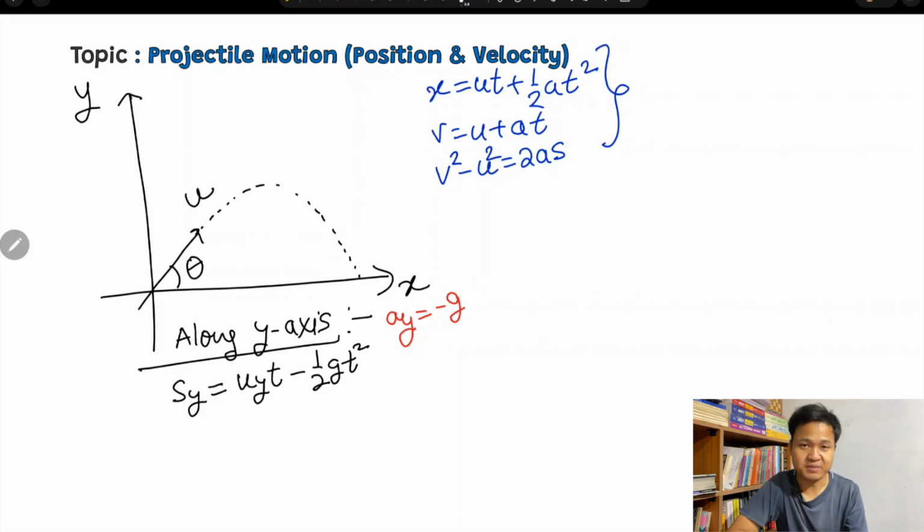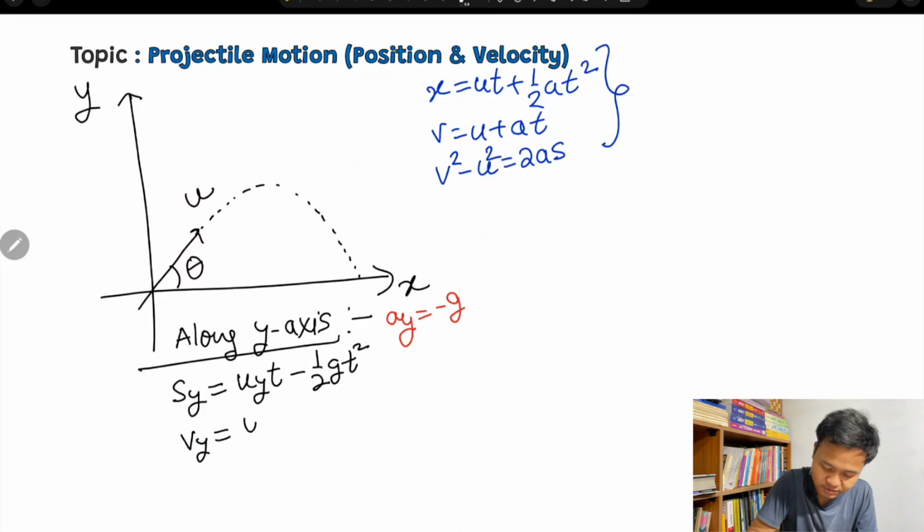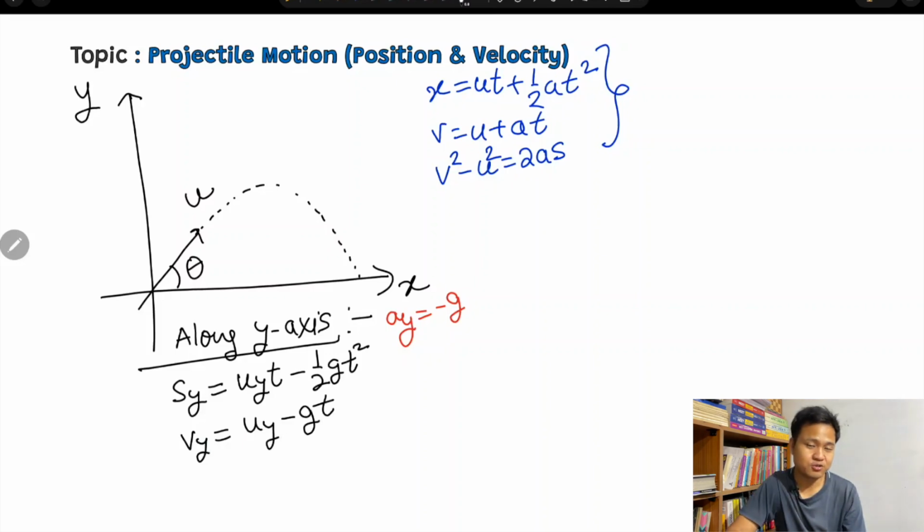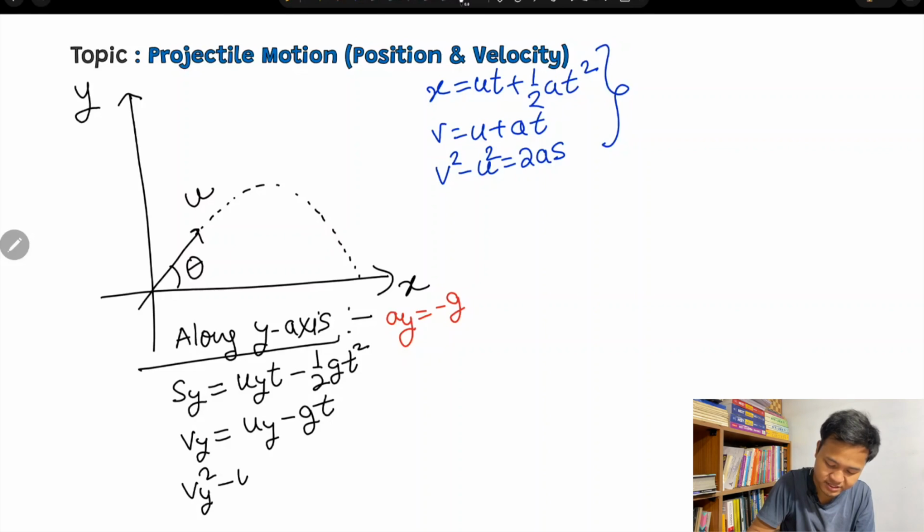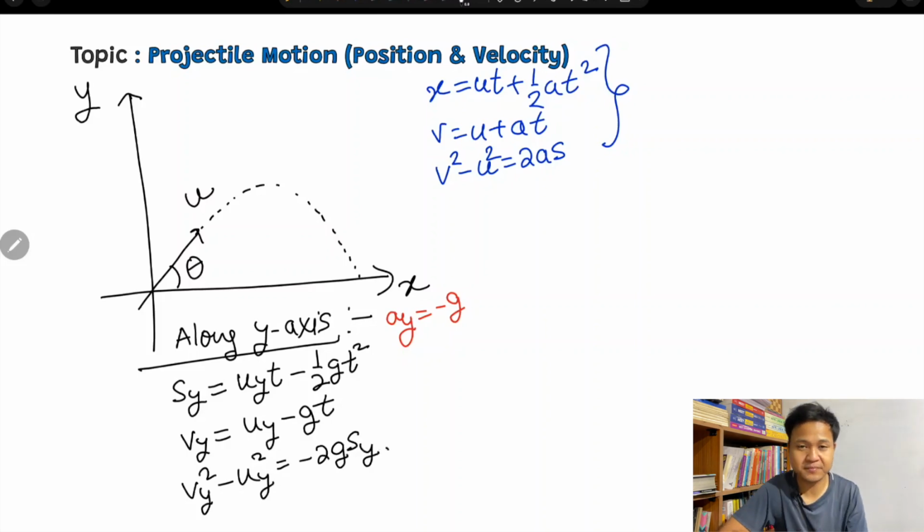As you say, acceleration is minus z. Then you have vy equals uy minus zt. So you have uy minus zt. Then vy square minus uy square equals twice into minus z, so minus 2z into sy. Now, as you say, acceleration is minus z. So these are the three equations along the vertical.